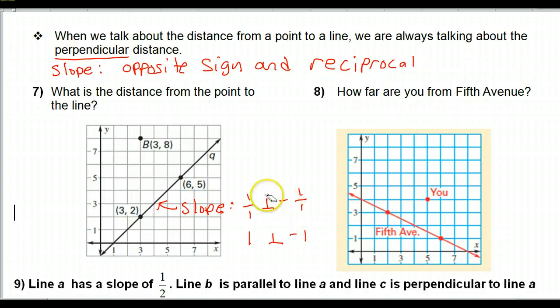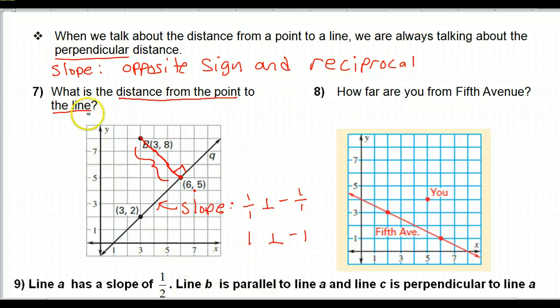That means down 1, right 1. So starting from this point, I'm trying to get to this line, but I will get there by going down 1, right 1, down 1, right 1, down 1, right 1. Okay? So if I want my line to be perpendicular, and that's what it means to be the distance from a point to the line, I would draw this segment. That is the perpendicular distance. That is the distance to the line from 3, 8 to 6, 5.